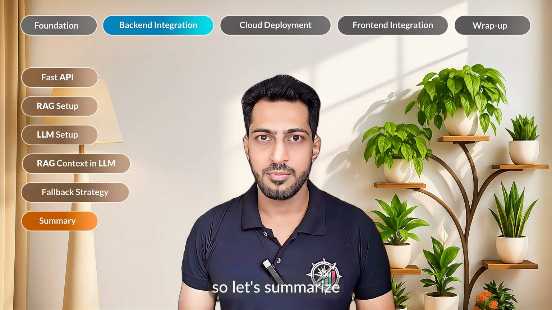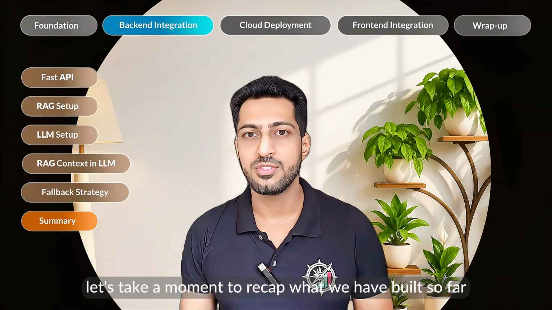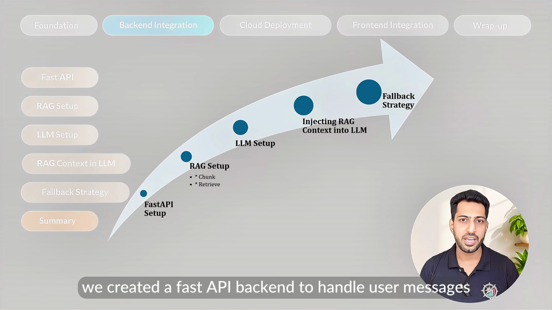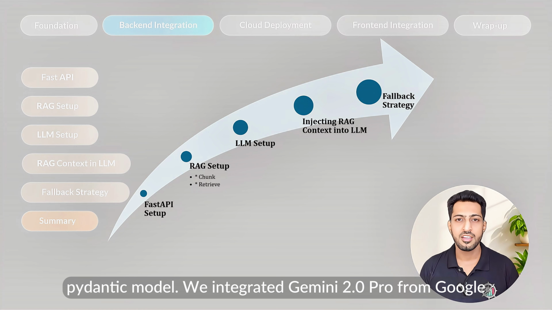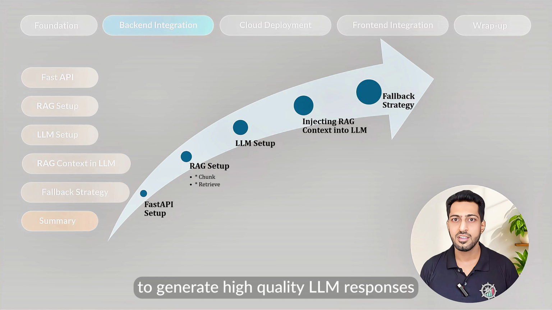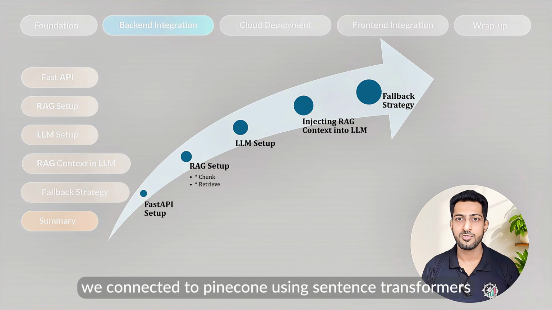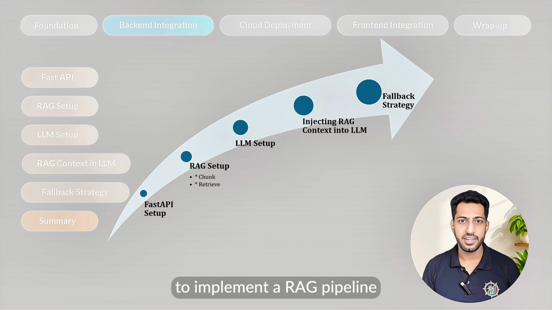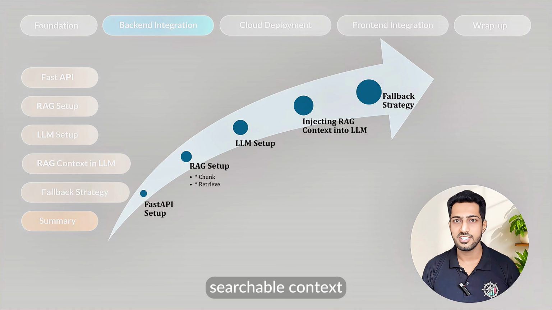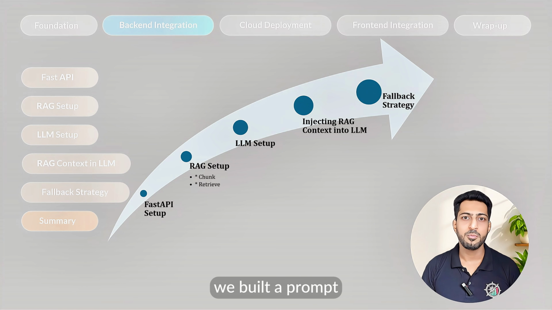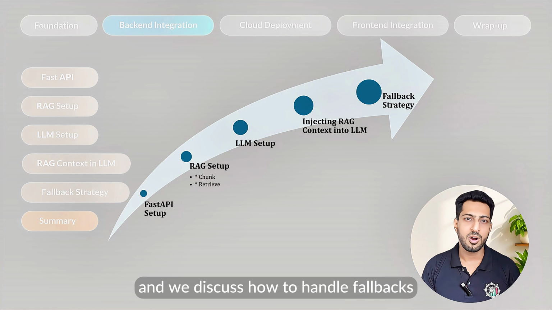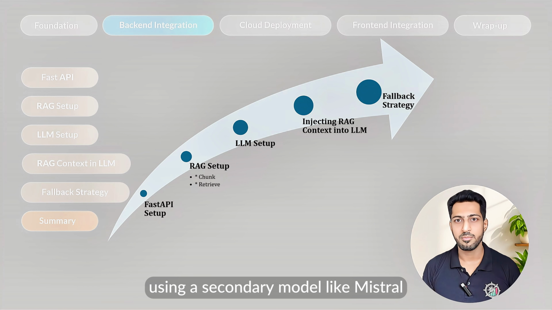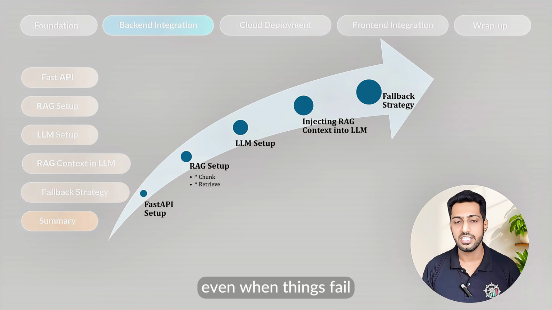So let's summarize. Let's take a moment to recap what we have built so far. We created a FastAPI backend to handle user messages and structure our input using a clear Pydantic model. We integrated Gemini 2.0 Pro from Google to generate high-quality LLM responses. We connected to Pinecone using sentence transformers to implement a RAG pipeline, turning static documents into dynamic searchable context. We built a prompt injection layer to ground our LLM answers using the user's actual data. And we discussed how to handle fallbacks using a secondary model like Mistral to ensure reliability even when things fail.